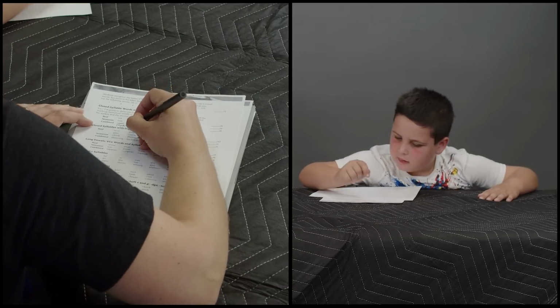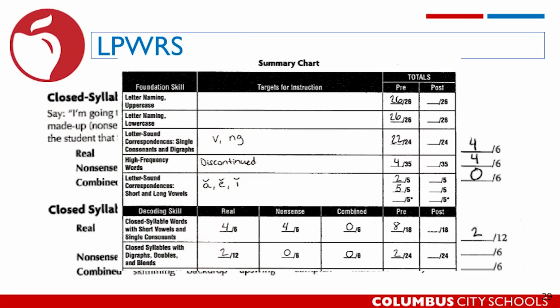Let's look at the scoring and interpretation of this student's performance on the Letters, Phonics, and Word Reading survey. Refer to the completed sample protocol in your packet of training materials. As you can see, words that the student read correctly are not marked at all. Words or graphemes that the student read incorrectly are crossed off, with the phonetic representation of the student's errors marked. Totals from each of the skills are then transferred to the summary chart for easy reference.